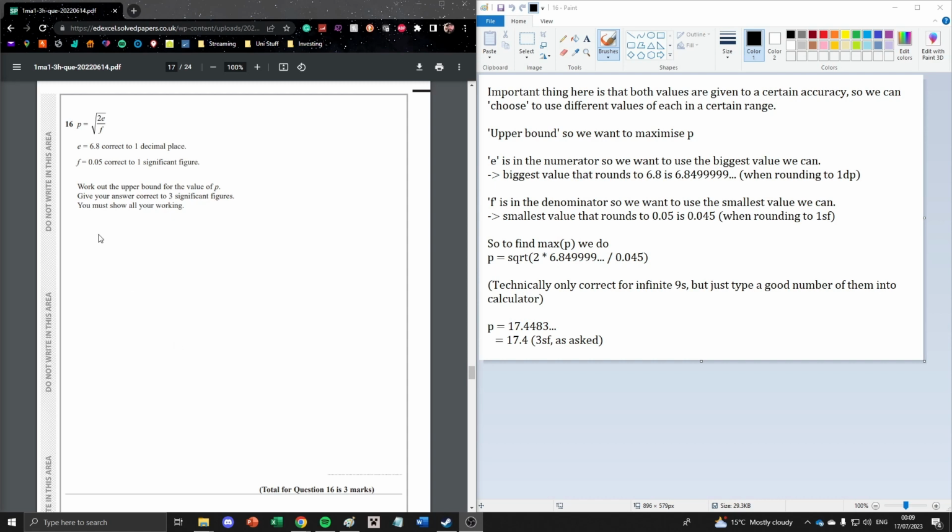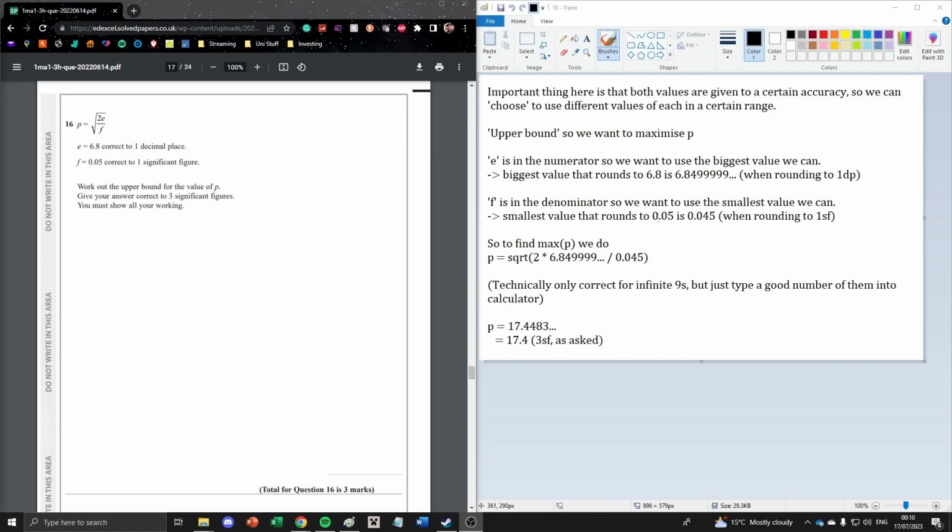So if we're looking to find the upper bound, that means we want to find the maximum value of P that fits these constraints. Looking at our expression, we want to maximize E because that's in the numerator and minimize F because that's in the denominator. So what is the maximum value of E we can use? What's the biggest value that's still going to round to 6.8? Well, it's going to be 6.84999 and so on, with the nines recurring. Obviously 6.85 would round up to 6.9, so this is the largest value we can actually use.